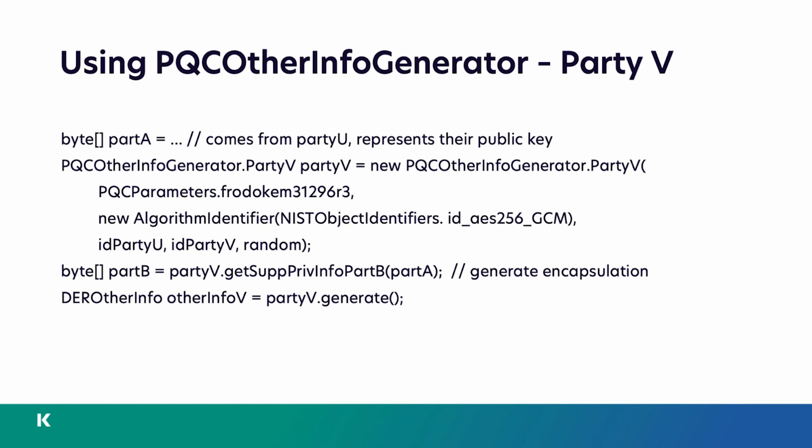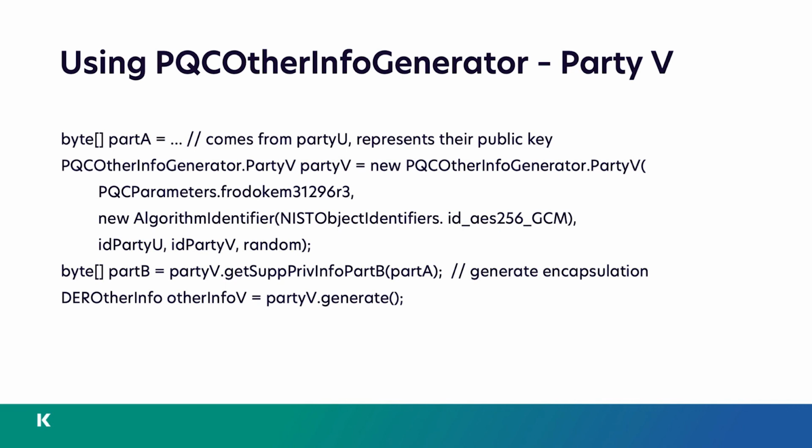And then they actually generate the part B component, which in fact is just the input of the part A component, being the public key of the other side. And that provides under the covers the secret, which is actually stored in the supplementary private info inside the builder, whilst at the same time returning the encapsulation that was generated as the part B value, which is then sent back to party U. And then, having done all that, we've actually constructed our full other info, so no further information is required to actually generate on the builder to get the other info V back.